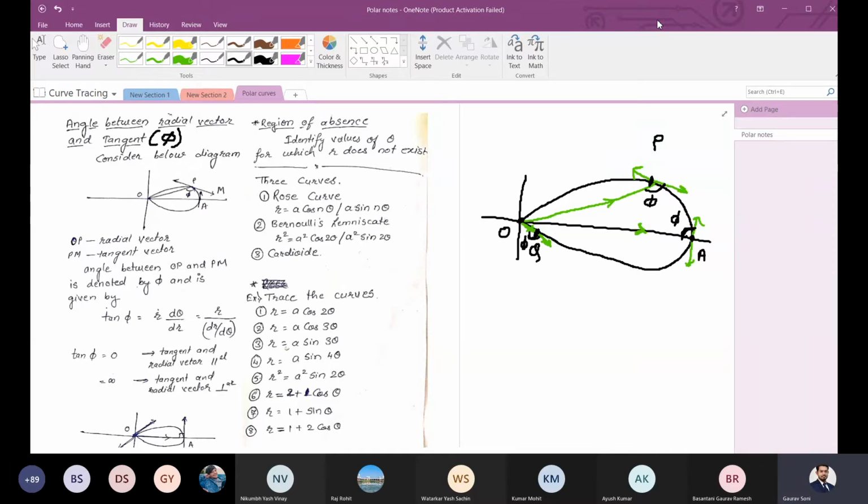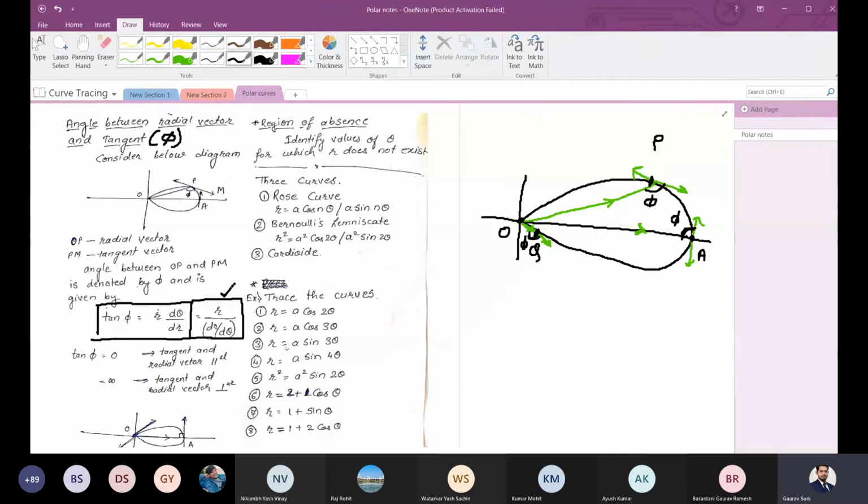Graphically here I am able to say this, but there is a standard formula here, and the formula is this. The angle phi is given by r into d theta upon dr, which can also be written as r upon dr upon d theta. This one will be used always. So tan phi is equal to r upon dr by d theta.